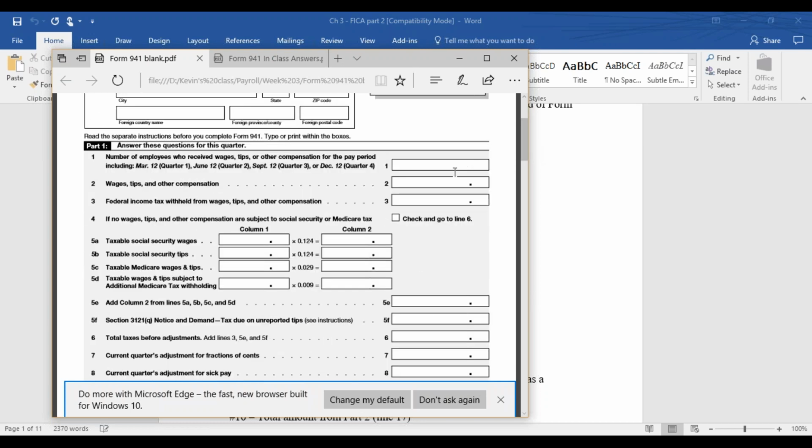All right, the first line you come to, simply notating here how many employees you had on that particular day that they asked for that particular quarter. So March 12th in quarter 1, we would note how many employees we had on that day. Wages and tips, line 2. Now this could be confusing. This is not gross wages. This is your taxable federal wages. And we'll remember that it's federal wages because right below it, it asks for your federal withholdings.